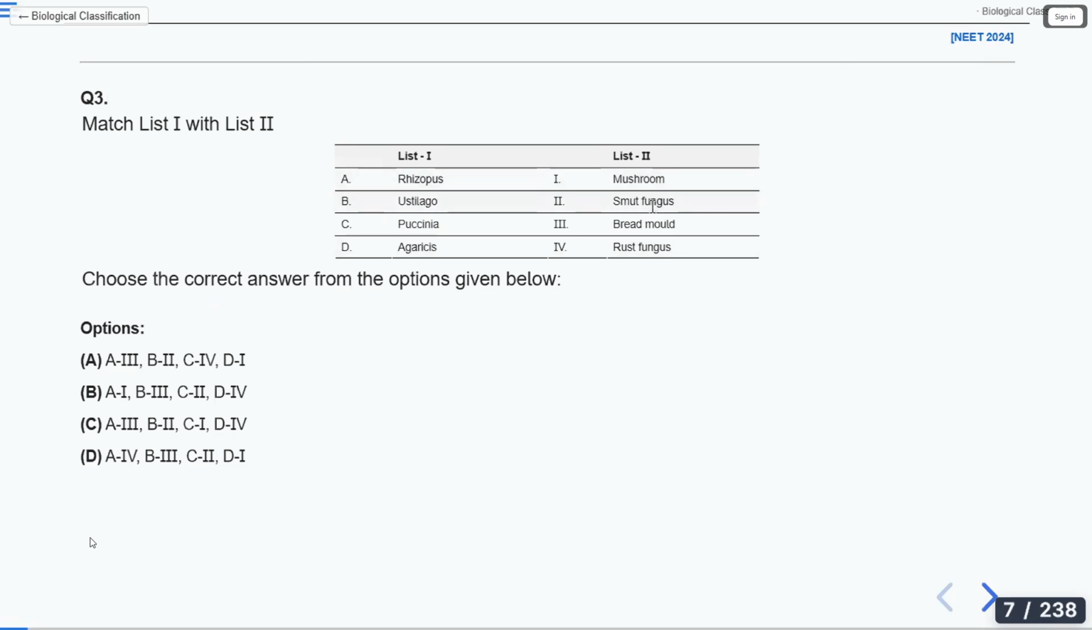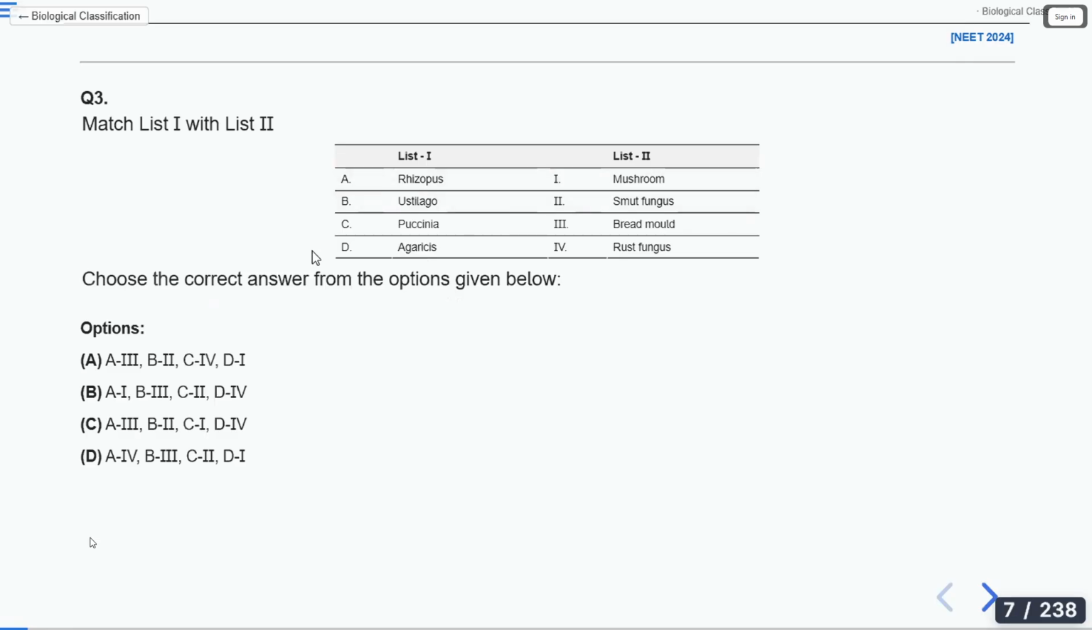Rhizopus is bread mold. Okay. Then Ustilago. What about Puccinia? What about Agaricus? Agaricus everyone should be knowing, right? What is an Agaricus? Agaricus is mushroom. Okay. Puccinia? What about Puccinia? Rust. Okay. So you are telling that option A is the correct answer.